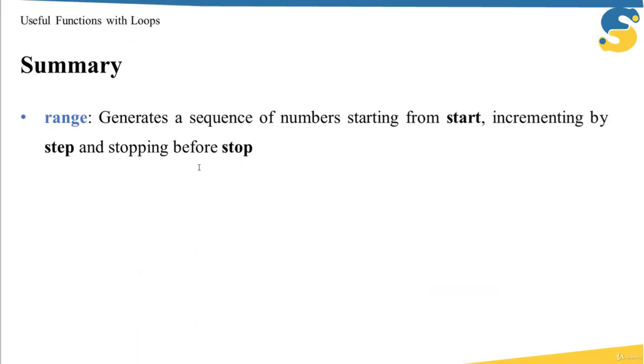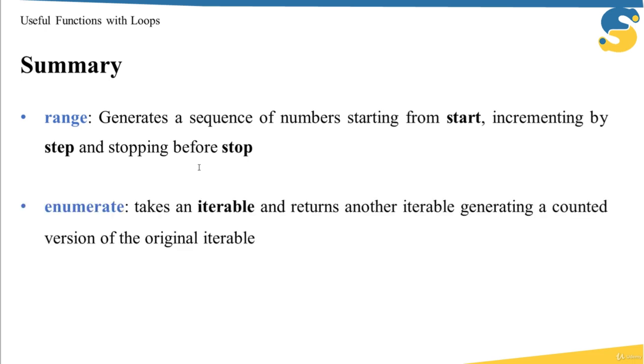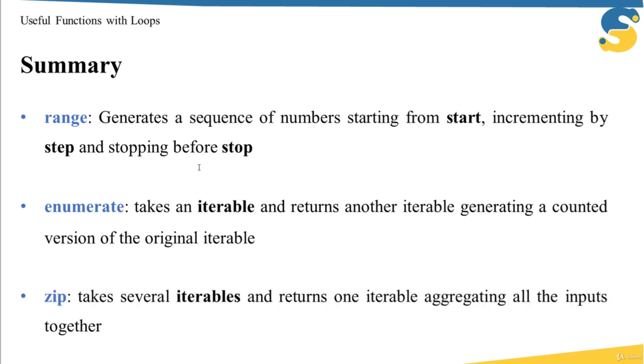Now let's summarize what we have learned in this lecture. We have learned about 3 functions that can be used with a for loop. The first function is range, and range generates a sequence of numbers starting from start, incrementing by step, and stopping before stop. The second function is enumerate, and this function takes an iterable and returns another iterable, generating a counted version of the original iterable. We saw also the zip function, and zip is a function that takes several iterables, as many as you want, and returns one iterable aggregating all the inputs.